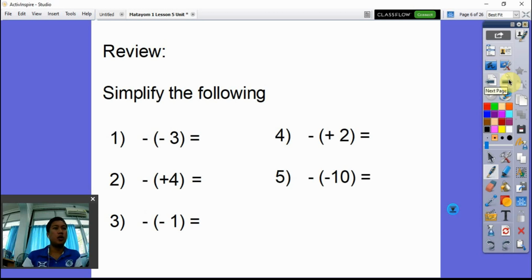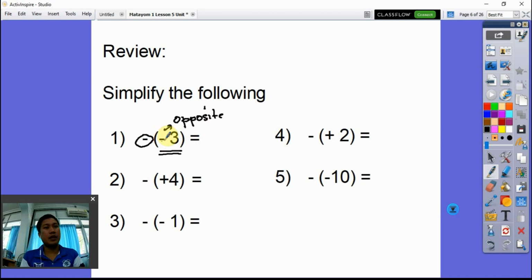Okay, so we're going to simplify the following. If you have a negative sign in front of the number, you're going to change this number to its opposite. So we're going to simplify all of this by changing the number inside the parenthesis into its opposite. For example, you have negative 3 here, but since there's a negative outside, you have to change it to positive 3. Positive 4 here will be changed to negative 4 because you have a negative outside, so you have to find the opposite of positive 4.